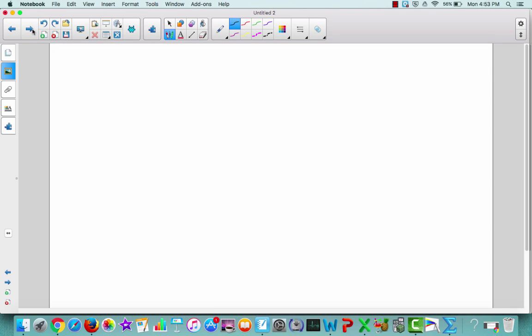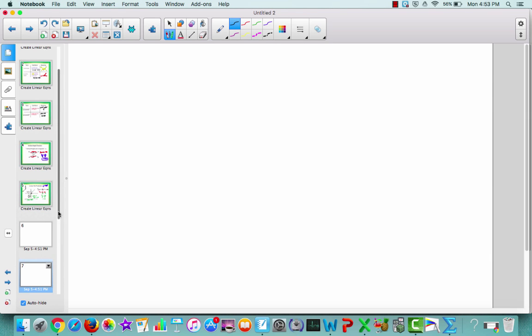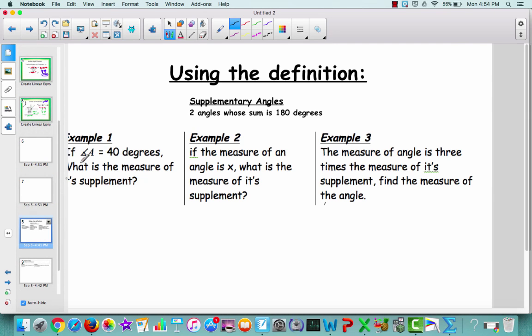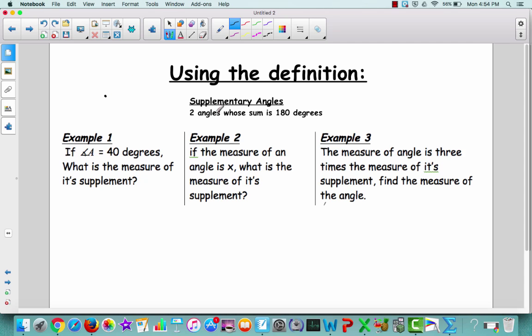All right, so now we've got to look at our complementary and our supplementary angles. So we're going to use the definition. The definition of supplementary angles, like I said, is two angles whose sum is 180 degrees. So if angle A is 40 degrees, what is the measure of its supplement? It's asking for the other angle that makes it supplementary. So 40 plus x always equals 180. So x would have to equal 140. We would say that's its supplement.